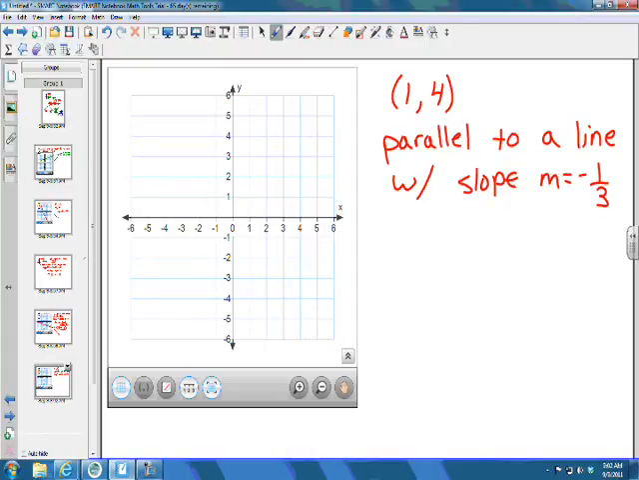parallel to a line with slope m equals -1/3. So we can graph our point 1, 4, over 1, right, and up 4. And then our slope is parallel to this line. So what would our slope be? The same thing. It's parallel. So the slope of our line that we're trying to graph is also -1/3. So from this point, if we go down, which way would we have to go to make it negative? To the left or the right? To the right. If we'd have gone up, we'd have to go to the left.